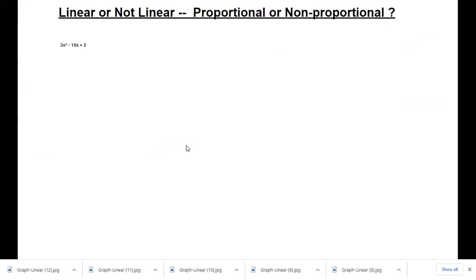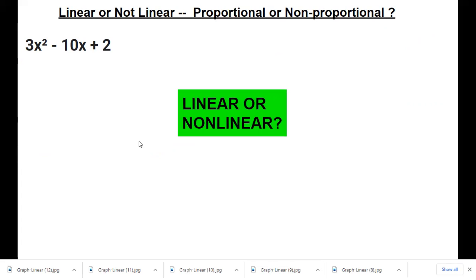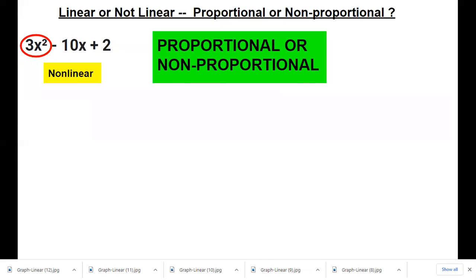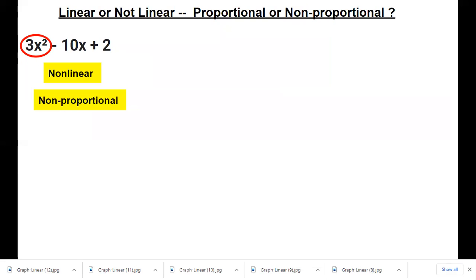Okay, let's try some. This equation, 3x squared minus 10x plus 2, linear or nonlinear? I hope you said nonlinear because it's got an x squared in it. Is it proportional or non-proportional? Well, it should be non-proportional because if it's not linear, it's automatically not proportional. Here we go. Try another one here.